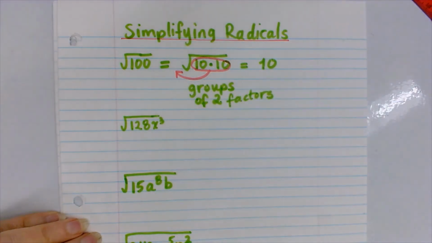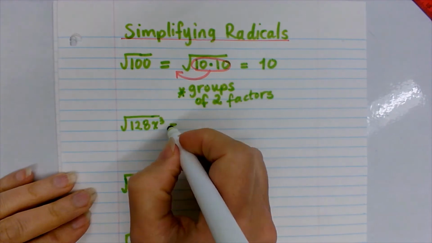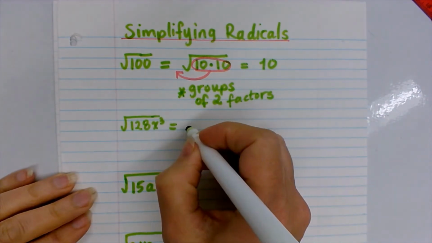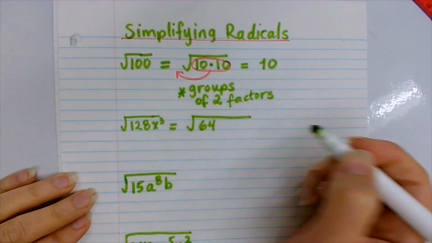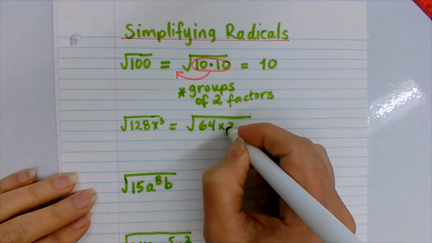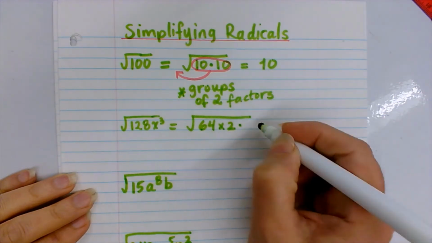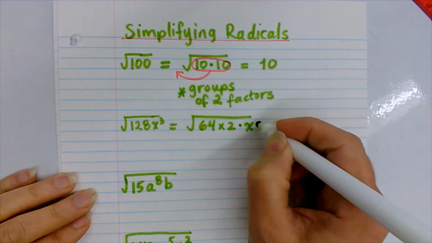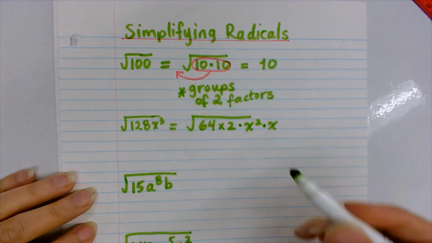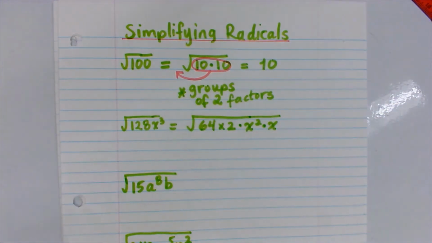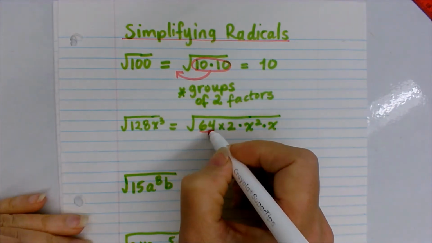Second example I have here is square root of 128 x cubed. So the first thing I'm going to do is break up the 128 into something that has a square in it. So that's 64 times 2. And then I'm going to also break up the x cubed into something with a square. So I'm going to put x squared times x. And the elements in there that can be square rooted, that is the 64 and the x squared.